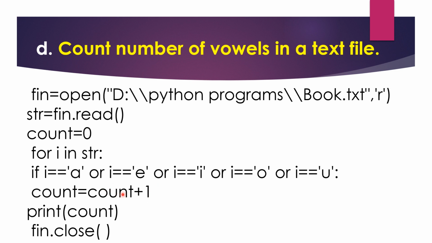So the loop will run, and the value of count was 0. Now the value of count will change from 0 to 1, and similarly, if it matches again and again, the value will change from 1, 2, 3, 4 respectively. Finally, when we print, here are two vowels, so the loop will count two times, that is O and U, and the value of count will be stored as 2, and in the output, count will have the value of 2 and it will be printed. And here we are closing the file.